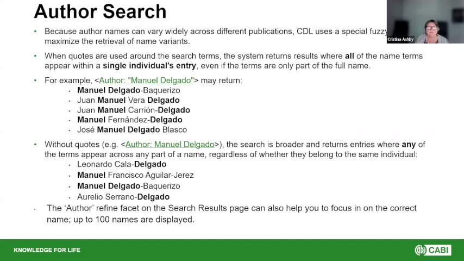But to make it easy to find authors, CDL uses a special fuzzy search to maximize the number of name variants that you retrieve. So what we advise is that you always put the names that you're looking for in quotes, and that restricts it to looking for a single individual, a single author, where those names occur. If you don't use quotes, then it looks for the names individually. So it can bring back irrelevant results. So always put quotes around author names. And also the author refined facets on the search results page can help you to focus in on the correct author names.